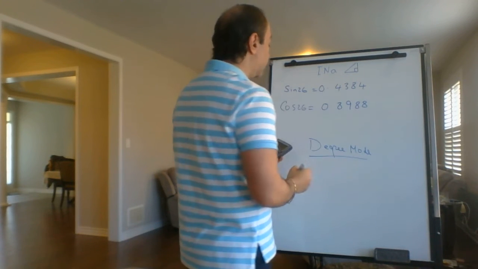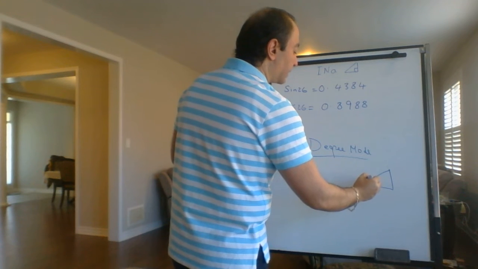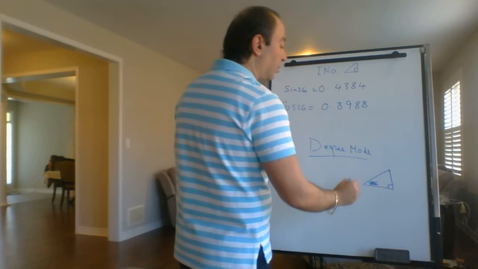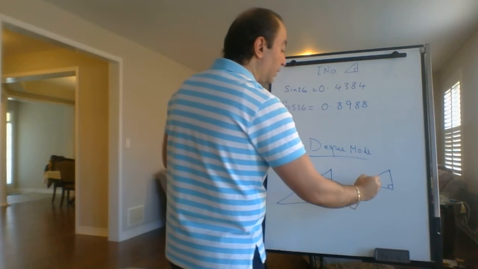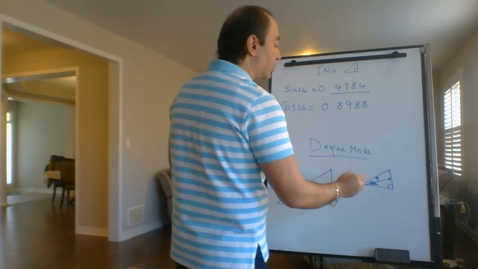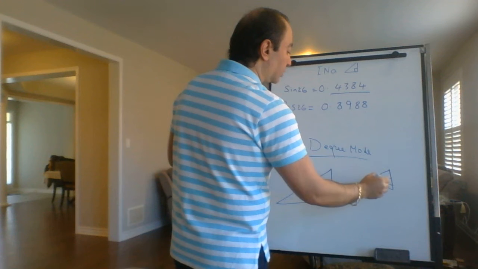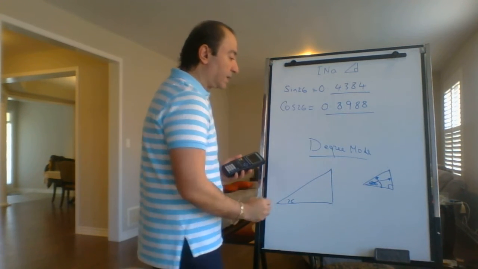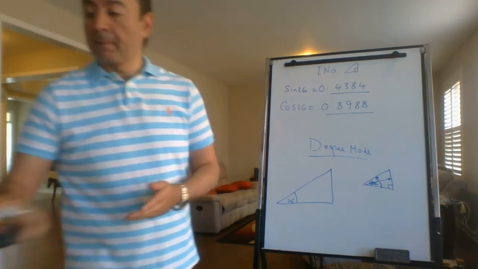0.8988. That means if I have a right triangle, and this is angle theta, and this is the angle 26, no matter how big or small this triangle will be, the ratio between the opposite to the hypotenuse will equal this, and the ratio of the adjacent to the hypotenuse will be this. No matter how big or small, as long as the angle is 26 and it's a right triangle. Okay.